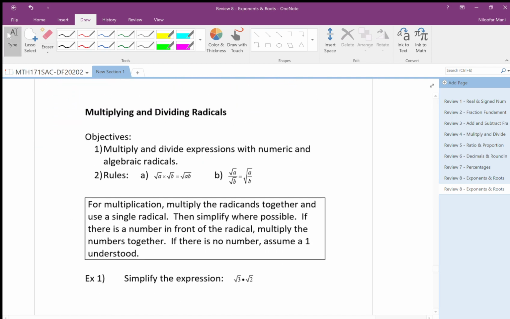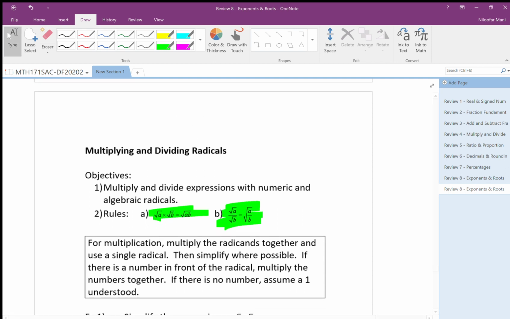Okay, so how about multiplication when you have radicals? Here you can see these rules when you have radicals, and for example you have the same. You have a power 1 over 2 multiplied by b power 1 over 2. So you multiply them. Do you remember this? We had a power.